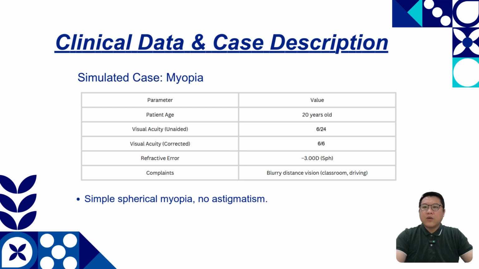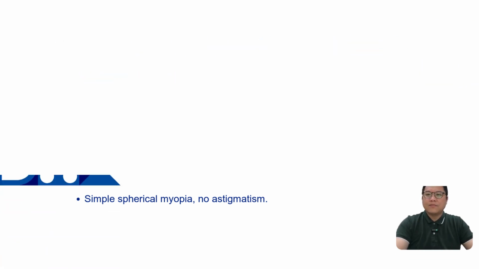The patient is a 20-year-old individual presenting with unaided visual acuity of 6/24, which improved to 6/6 with correction. Retinoscopy and subjective refraction findings reveal a simple spherical refractive error of -3 diopters. The main complaint reported is difficulty seeing distant objects clearly, particularly during classroom learning and while driving. No astigmatism or other complications were noted, making it a straightforward case of mild to moderate myopia.